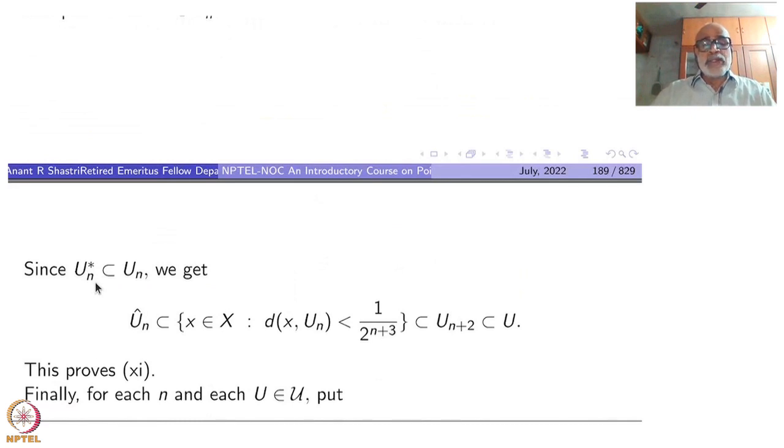Now look at U n star is contained inside U n. So U n hat, which is all those X belonging to X such that the distance between X and U n is 1 by 2 power n plus 3. I am just recalling this definition. Is contained inside U n plus 2. U n was contained in U n plus 1, but U n hat is not contained in U n plus 1, but is contained in U n plus 2. Okay, so that is contained inside U.